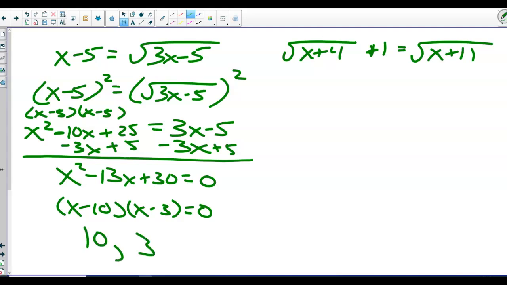I can't stress this enough. This is really where you got to put the numbers back in. 10 minus 5 is 5. 3 times 10 is 30 minus 5 is 25. Square root of 25 is 5. That works. 5 equals 5.